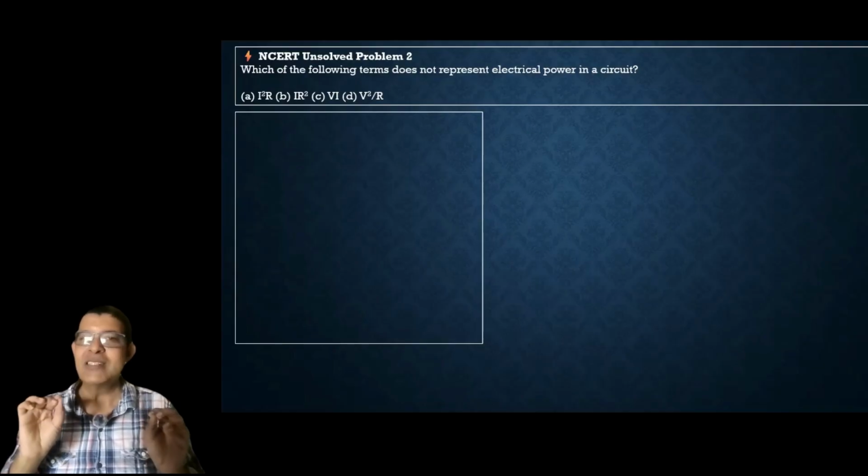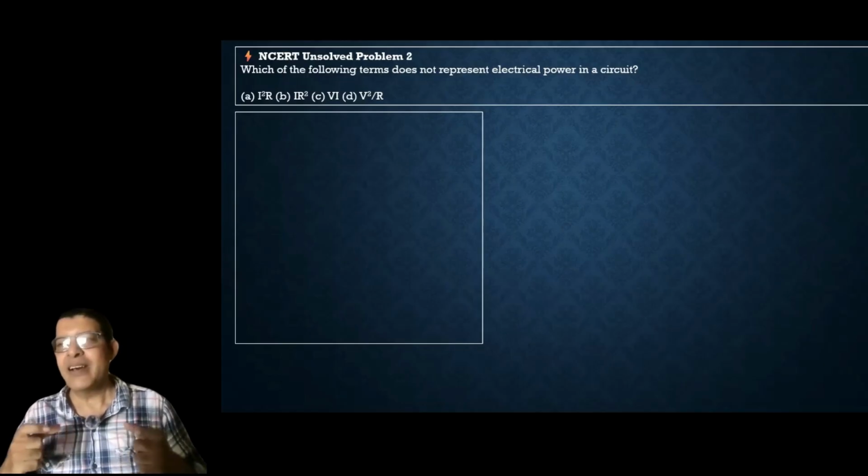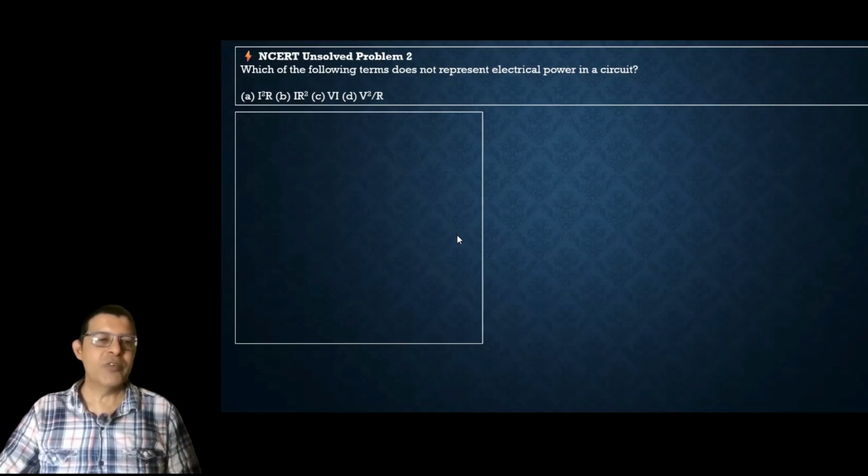So first you have to see what is given. What is given we have to know, then finally what is asked. And then from what is given, we have to identify the correct equation for whatever we have learned. So now here what is given? It is said about electrical power.